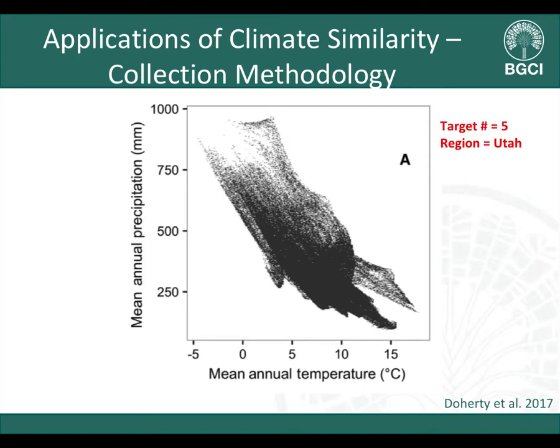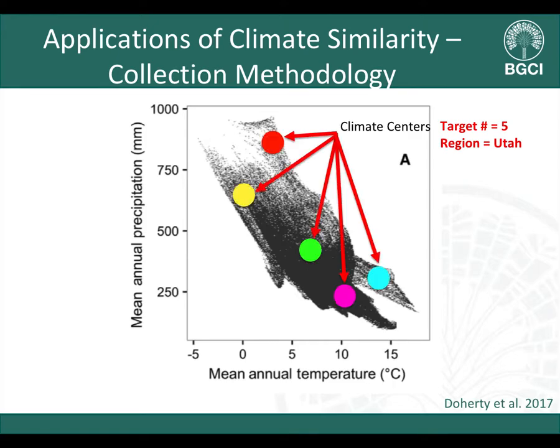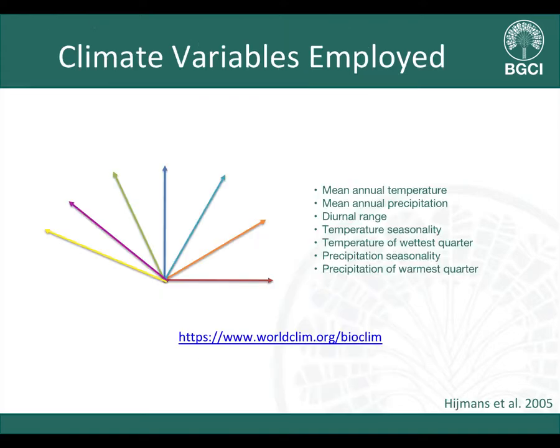Practitioners first decide on a target number of collections and a region of interest, which they provide to Climpart. The app then identifies a set of points in climate space and geographically that best represent the region of interest, referred to as climate centers. Climpart then maps out their assignments to guide collection efforts. For more details on this method, please refer to Doherty et al. 2017. Full citation found in the references at the end of this module.